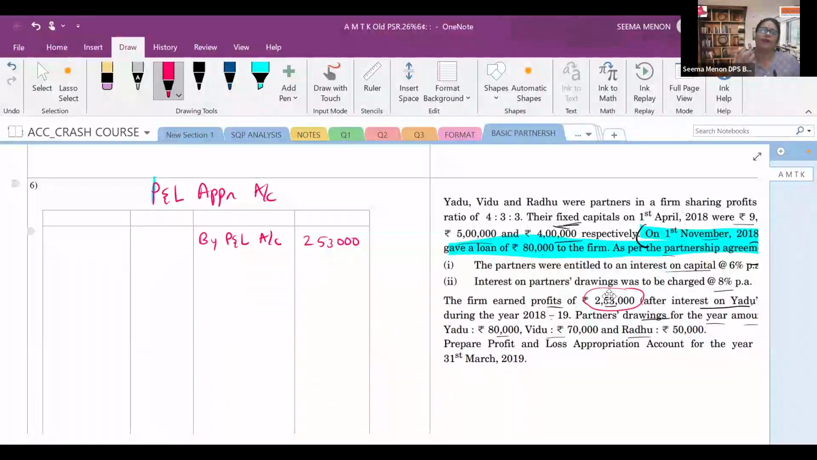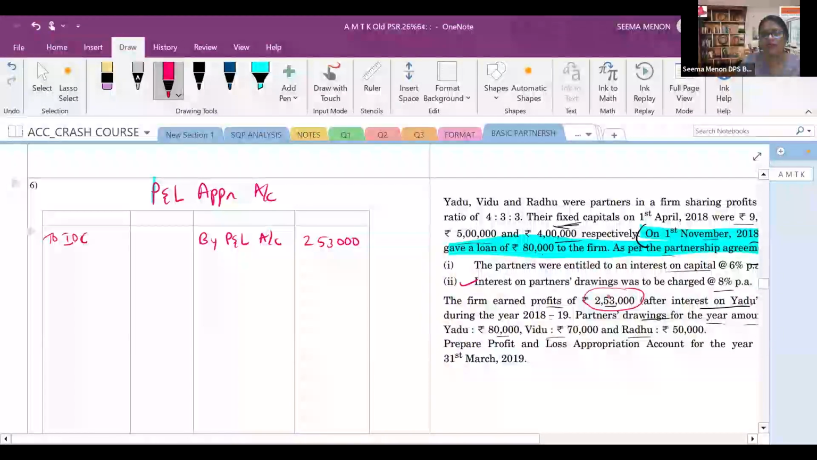All the income from the partners are to be credited. The interest on capital, salary to partner, commission to partner, etc. will be debited to profit and loss appropriation account. But interest on drawings will be credited to P&L appropriation account. So let's write interest on capital. Here I am using the short form IOC.